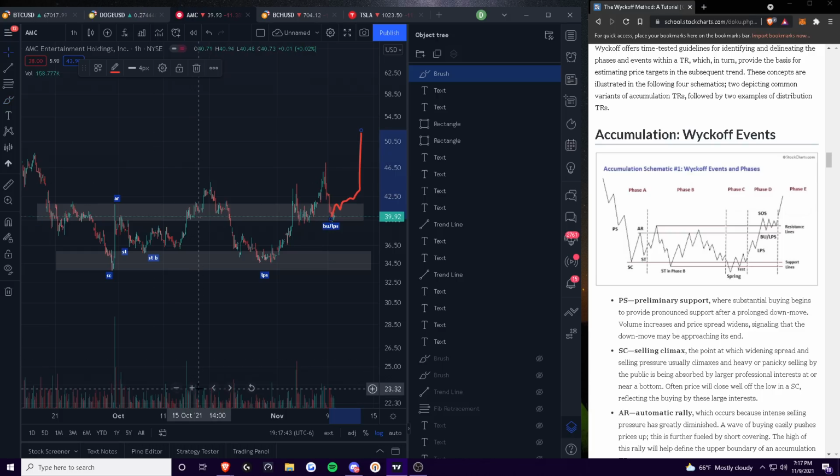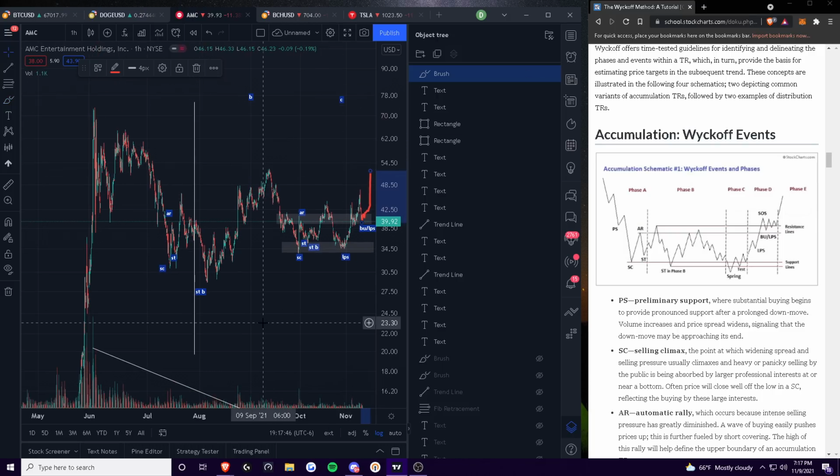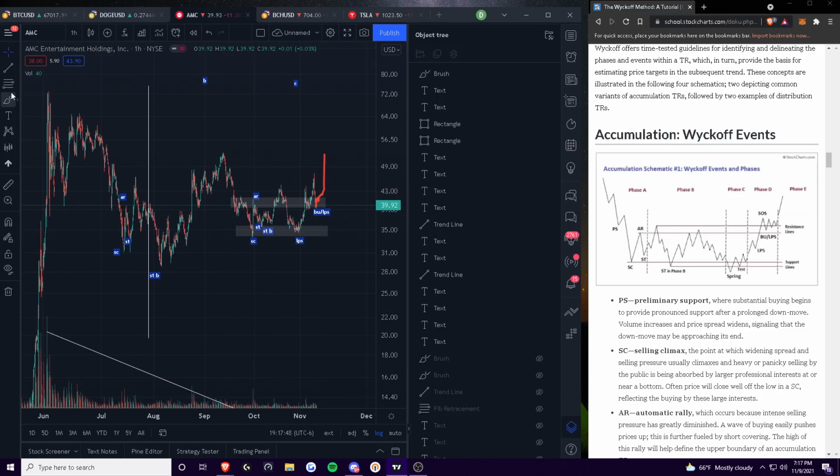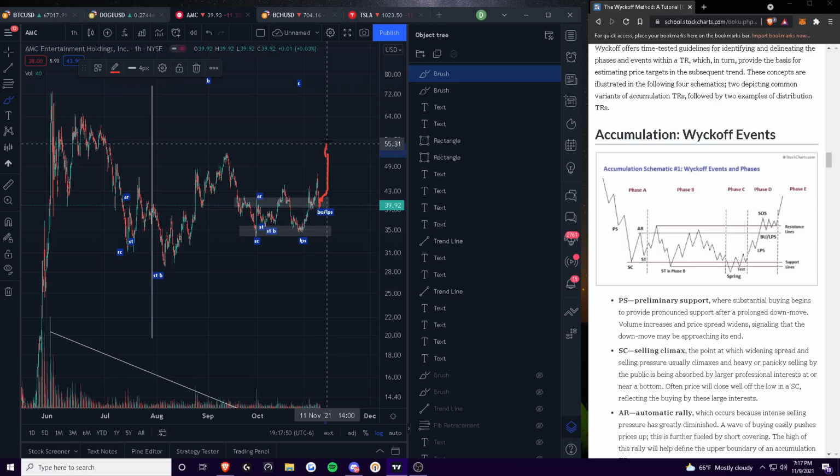And the key thing to match all this up is it makes sense for AMC to go and break above its 50-ish, maybe $55, $58, come back, consolidate some more, and then that's going to be the larger accumulation that we talked about before that started back here. So that's pretty much how I'm looking at AMC.